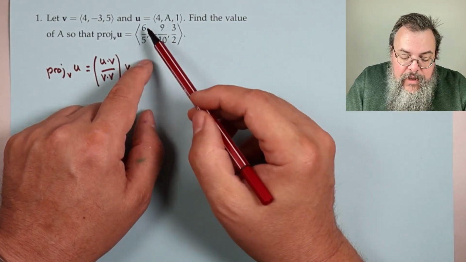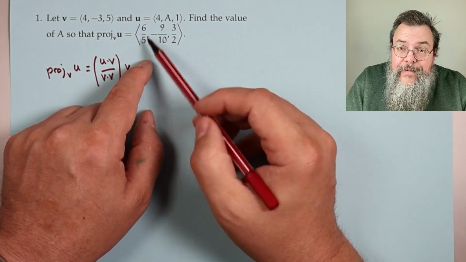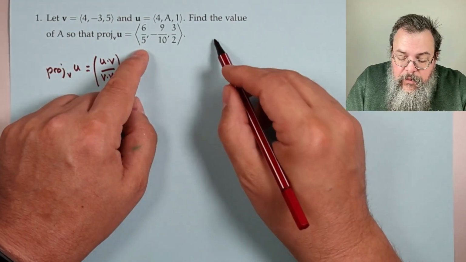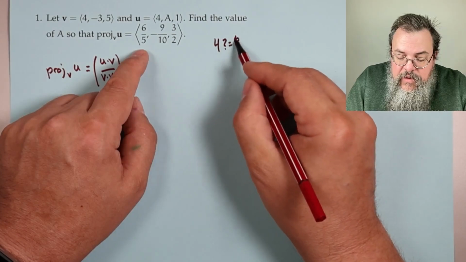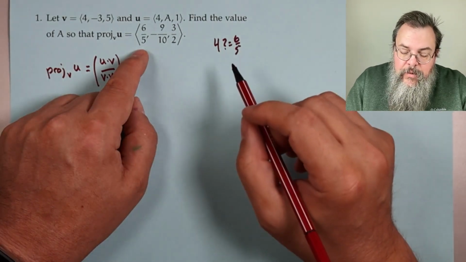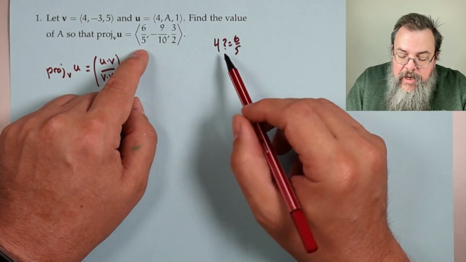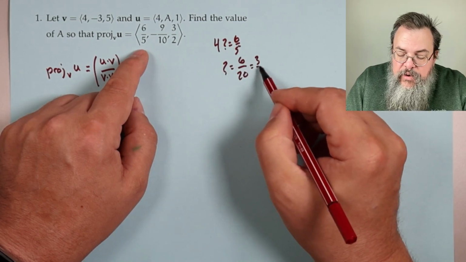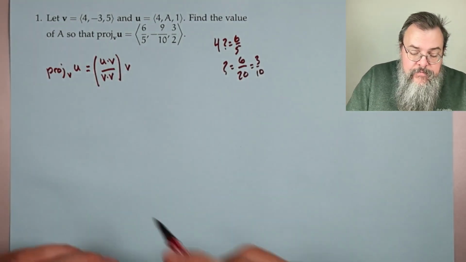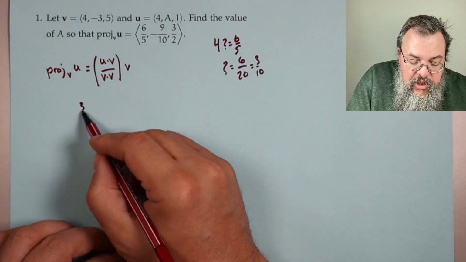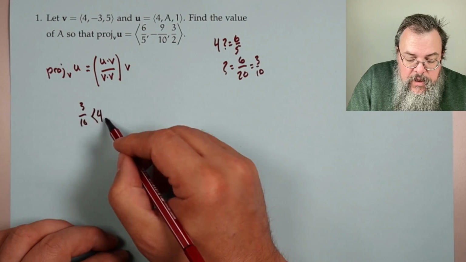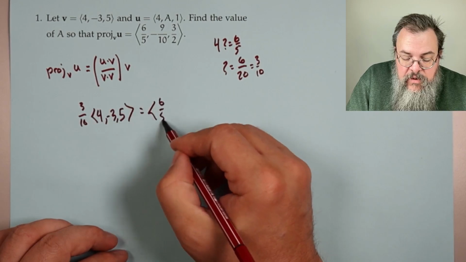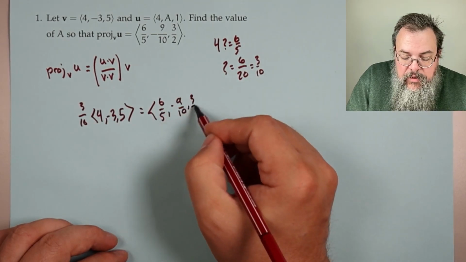Let's say I pick this entry 6/5. What would I have to multiply 4 by to get 6/5? Right? So 4 times what equals 6/5? That's the question I'm asking right now. Well, we can divide. That says what we're scaling by is 6/20 or 3/10. So I claim, and let's verify this, that if you take 3/10 times (4, -3, 5), then that's equal to (6/5, -9/10, 3/2).